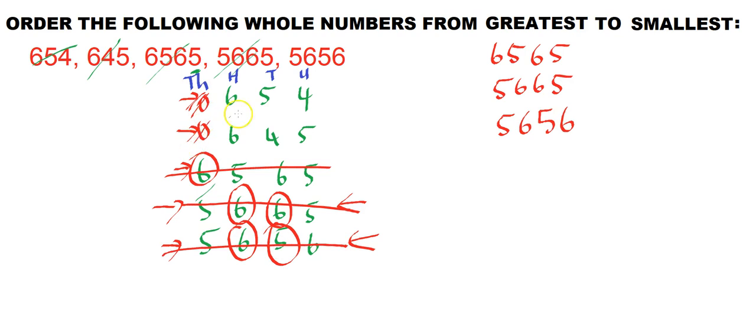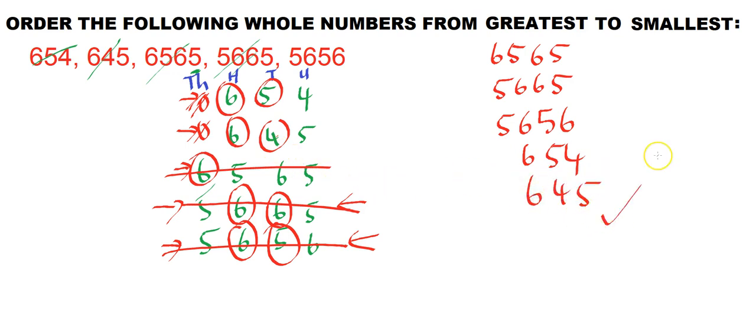And then we go up to the top numbers. We've got a 6 and a 6, so that doesn't help. We've got a 5 and a 4. 5 is bigger than 4, so we know 654 is bigger than 645, and that is the correct order.